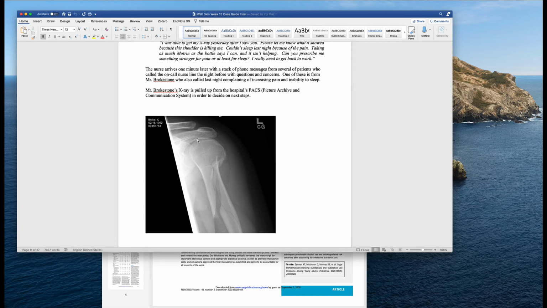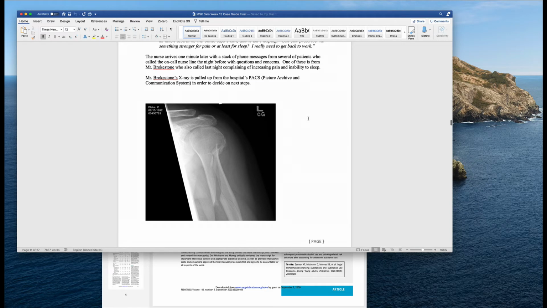Now, the astute students will make some notes about this, and this is done on purpose. But one problem, first of all, is that this is the left shoulder. Now, if we remember back to the initial presentation, Mr. Brookstone had an injury to his right shoulder. This is a pretty dramatic humerus fracture.